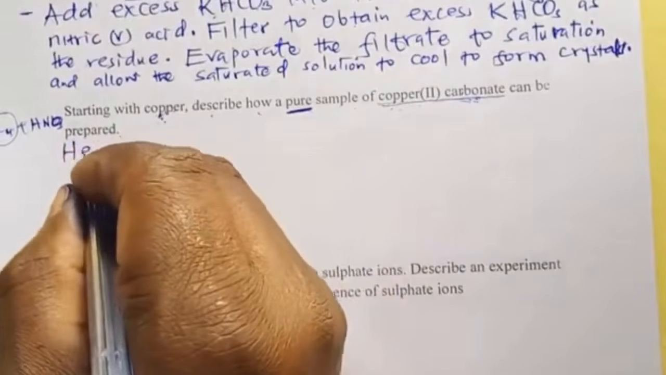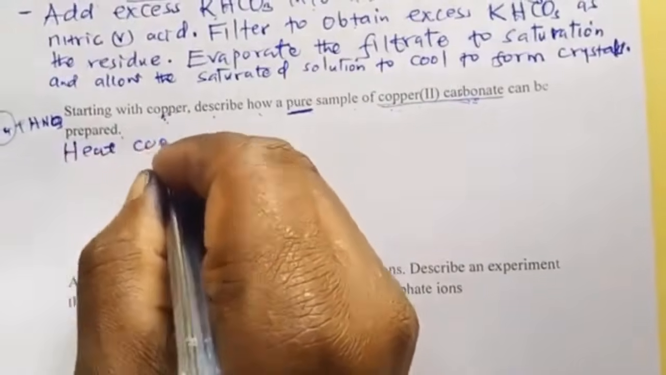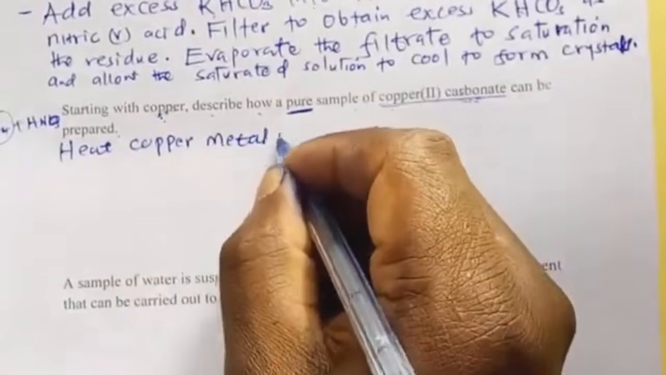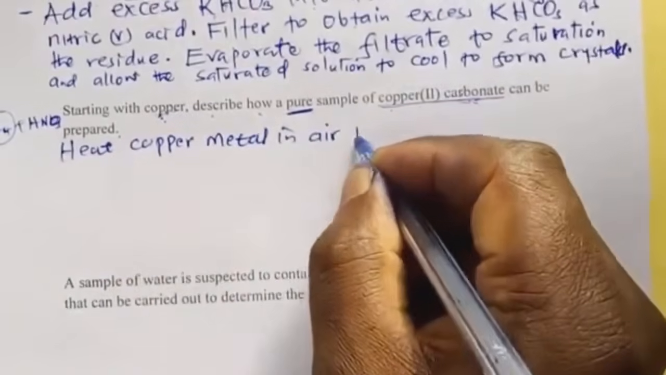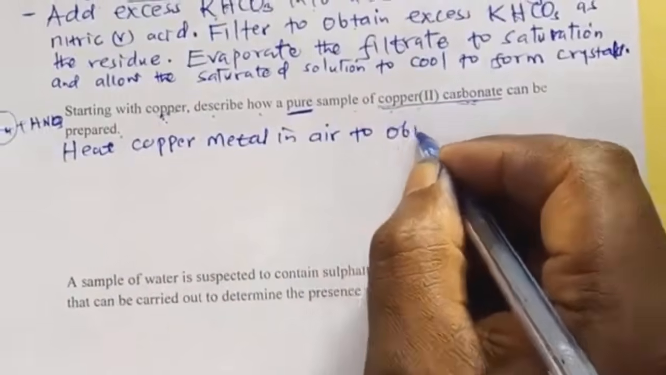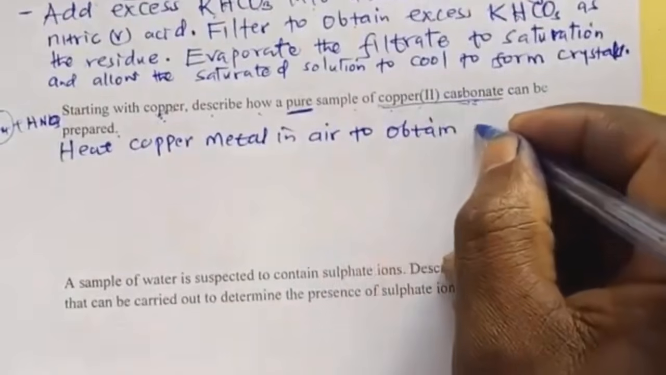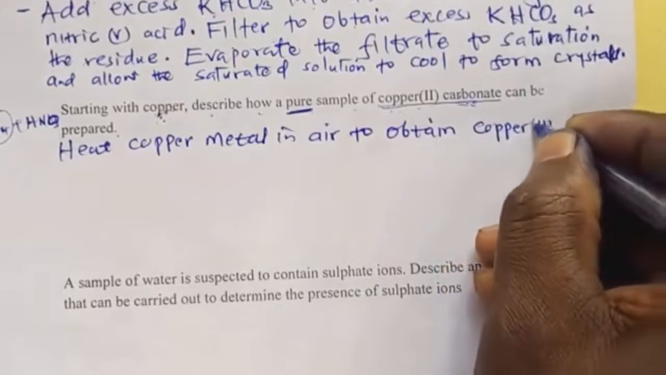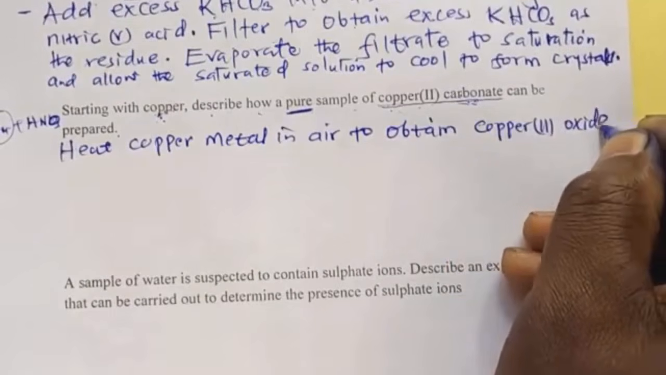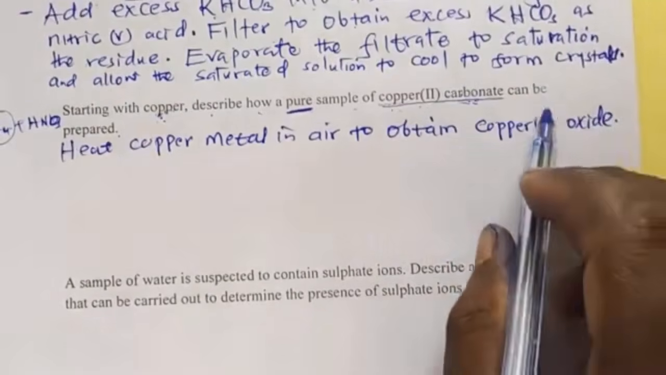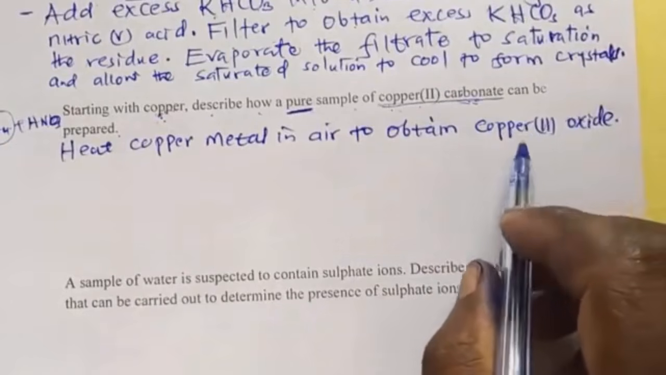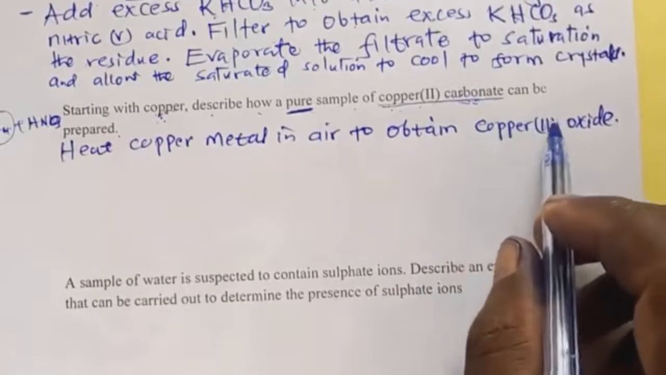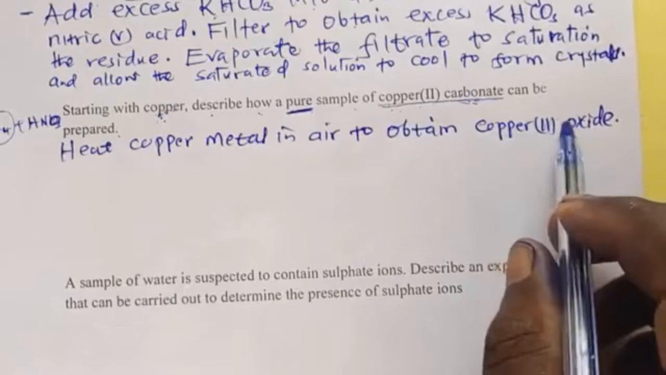So heat copper metal in air to obtain copper 2 oxide. Very correct. So once you have copper 2 oxide, now you add warm nitric acid, because oxides are insoluble, therefore you need to warm the acid.